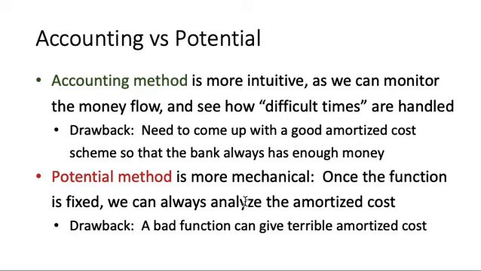So even if we have a correct analysis, we will have a very bad amortized cost for the corresponding operation. But overall speaking, these two methods are like complements of each other. If you have some idea of how the accounting method works, you can immediately obtain a corresponding potential method for the analysis, and vice versa.